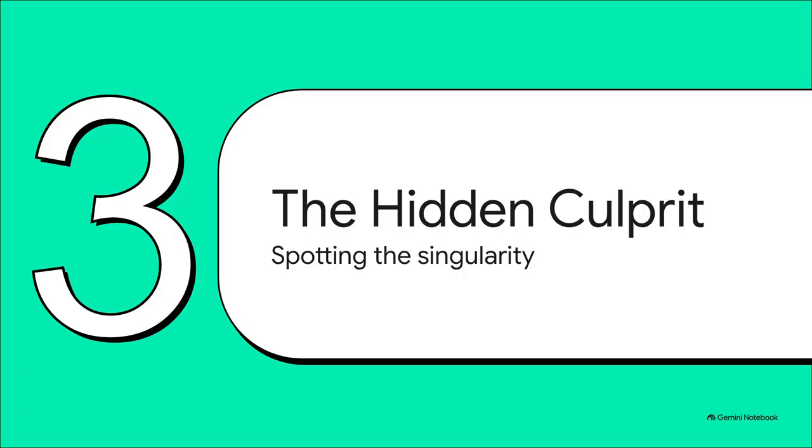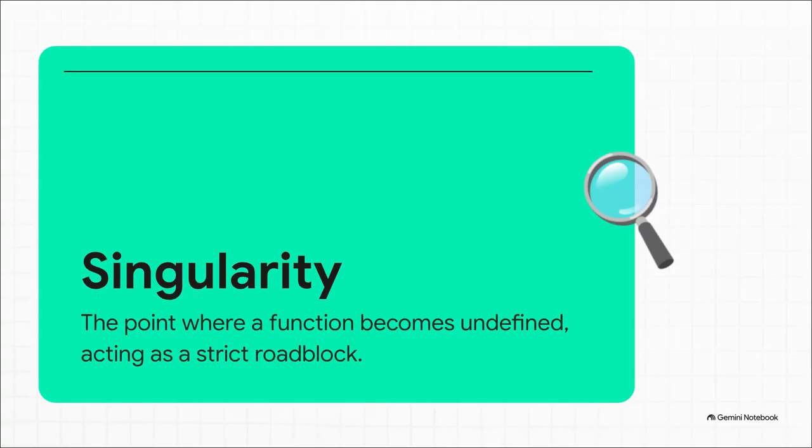Section 3. Spotting the singularity. Let's track down this hidden culprit. To solve this mystery, we've got to go hunting. This mathematical culprit dictating the rules from the shadows is called a singularity. Basically, a singularity is the exact point where a function breaks down and just becomes completely undefined.